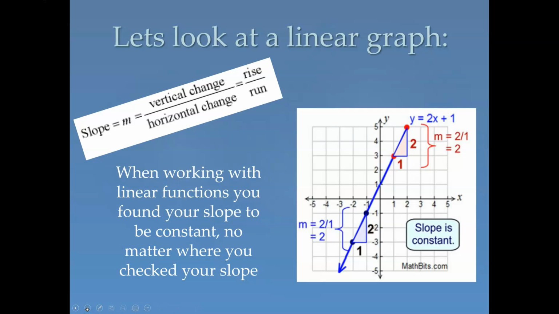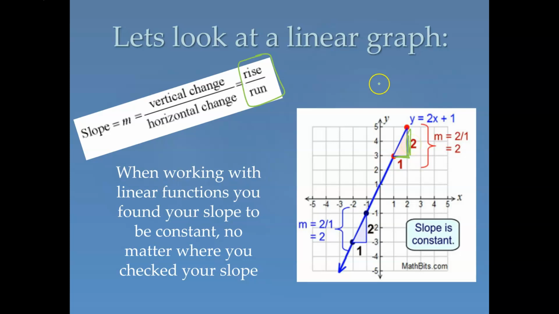All right, so when looking at a linear graph, when you found the slope, it was your vertical change over your horizontal change, which you most likely heard as rise over run. So when you found the slope of your graph, or the average rate of change of your graph, you were looking at how much did you rise over how much did you run. When working with linear functions, you found your slope to be constant no matter where you counted your rise over your run.